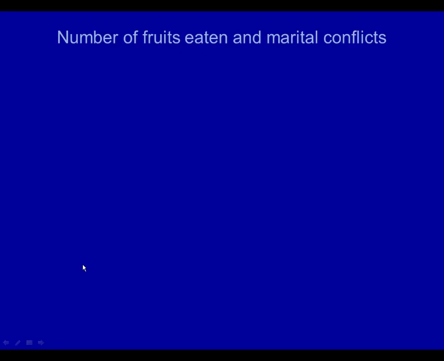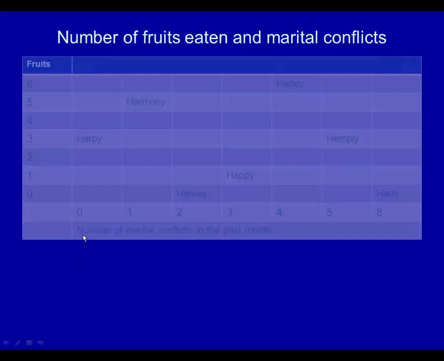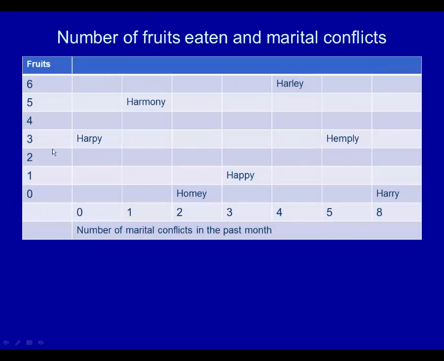Let's look at number of fruits eaten and marital conflicts. How many fruits did you eat? How many conflicts did you have? Look at the people all over the board. There's not this perfect relationship, a pattern that goes up this way or down that way. It's just all over the place. This suggests that there is not a relationship between the number of fruits you have eaten and the number of marital conflicts you have had.